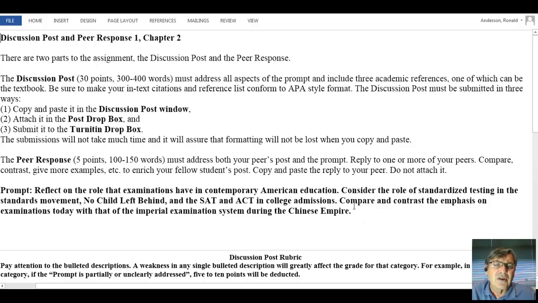So only 100 to 150 words, but make sure your emphasis not only addresses the prompt and the response of your peer. And if you don't like what they wrote, you can skip them and do someone else's. You can respond to someone else's.